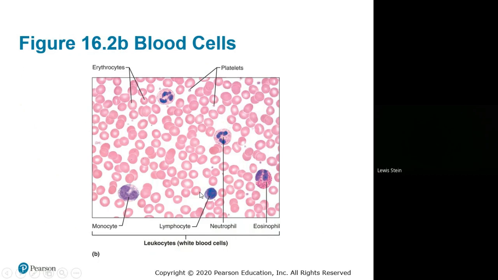So this is a typical peripheral smear. The name of the stain that we typically use for this smear is called Wright's, W-R-I-G-H-T-'S stain. The nature of the stain is it stains the genetic material, the nuclei, DNA, and other structures blue, and some structures red, and then combinations thereof.